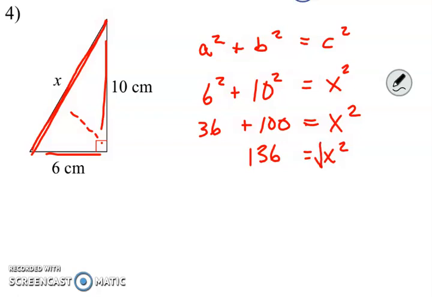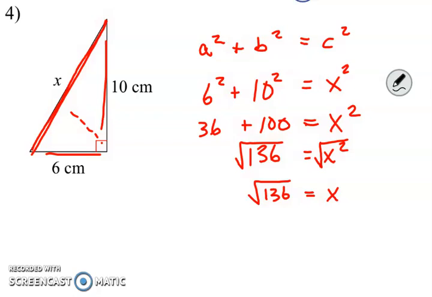Okay, so to undo the square, I'm going to take the square root. That'll get me down to just x. And if I do it to one side, I need to do it to the other side. Okay, so that other side is the square root of 136. Now that's true. It is the square root of 136, but that's not going to be the simplified radical form.